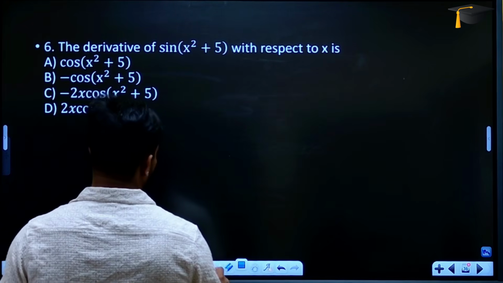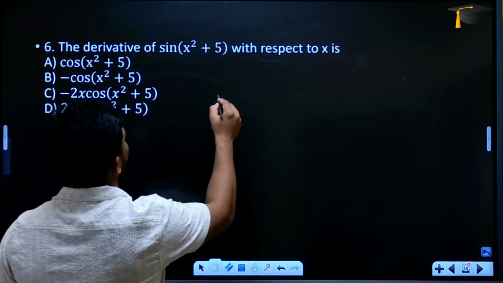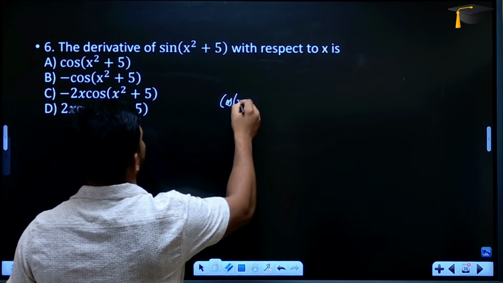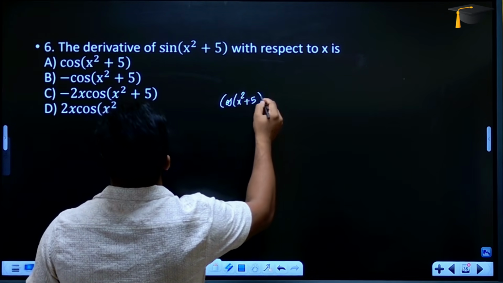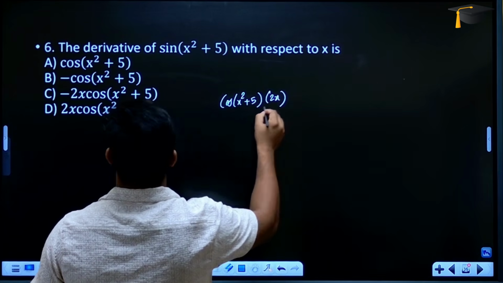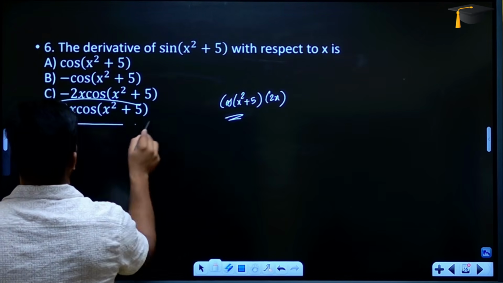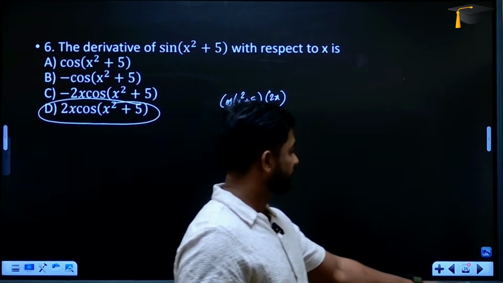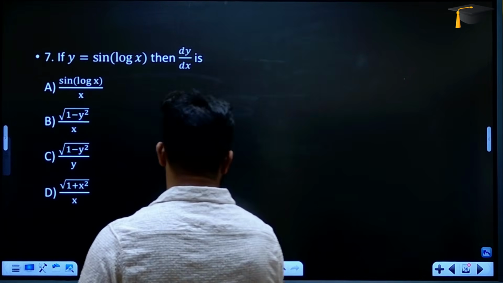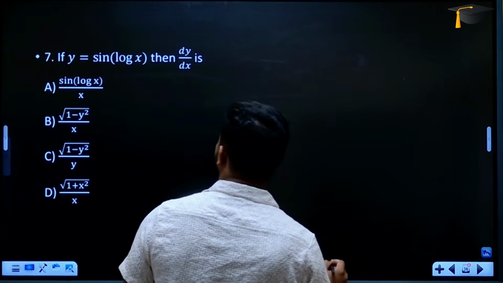So the derivative of sine of x square plus 5 is cos of x square plus 5 into 2x, right? So what is the answer? 2x of cos of x square plus 5, option D, right? Option D is the right answer. Next.